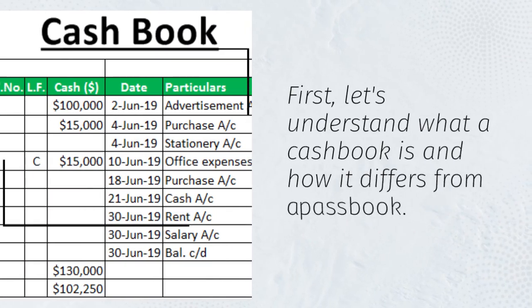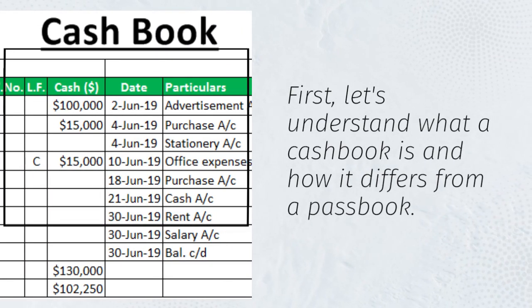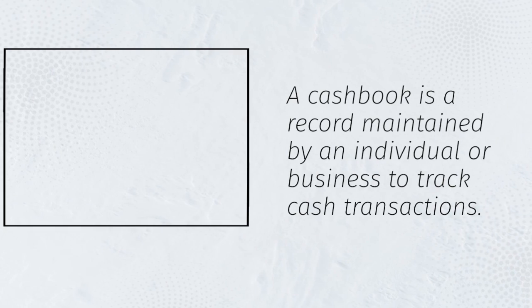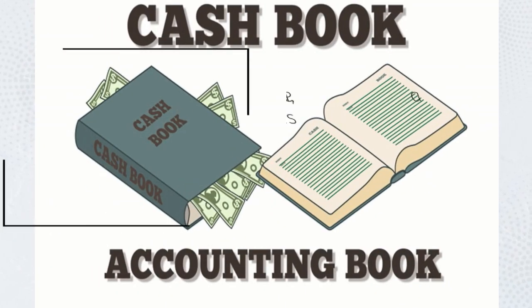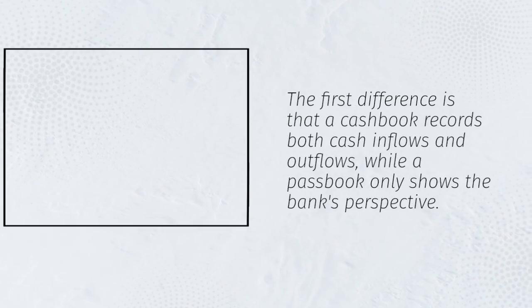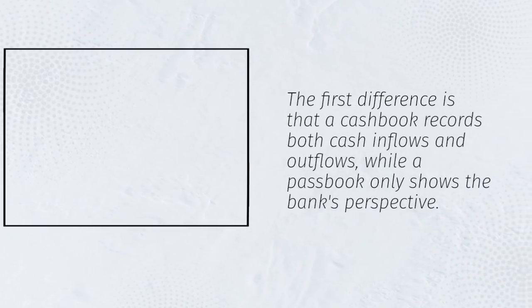First, let's understand what a Cashbook is and how it differs from a Passbook. A Cashbook is a record maintained by an individual or business to track cash transactions. On the other hand, a Passbook is a document issued by a bank to its account holders, containing the details of transactions.